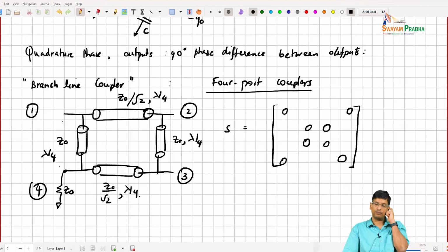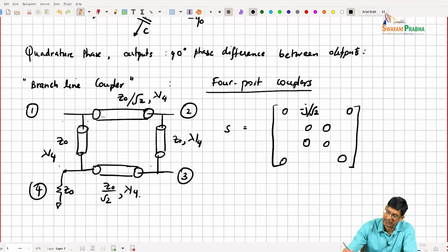And then if I look from port 1 to port 2, there is a quarter wave transmission line, right? So I expect basically 90 degrees of delay between port 1 and port 2. So I get something that is minus j over square root 2, right? And then if I see from port 1 to port 3, I get a minus 1 over root 2, right? And then everything is reciprocal. So you're basically going to get this. And this is minus j over square root 2, right? And you can fill up the rest of the matrix because it's all reciprocal.